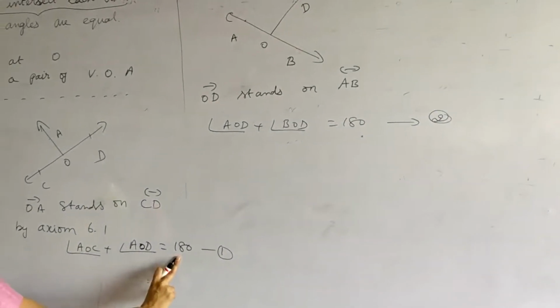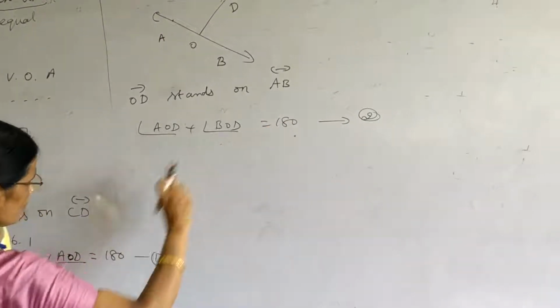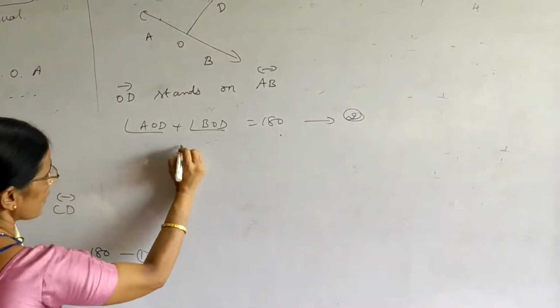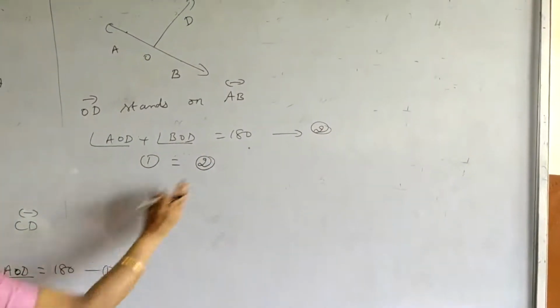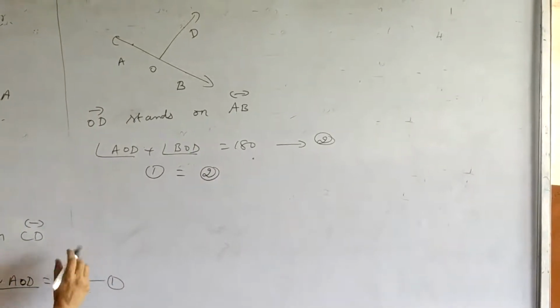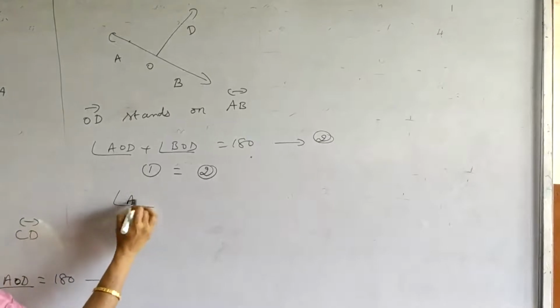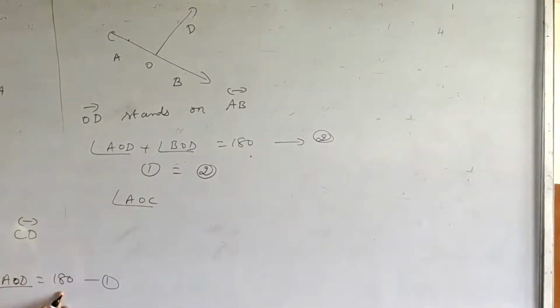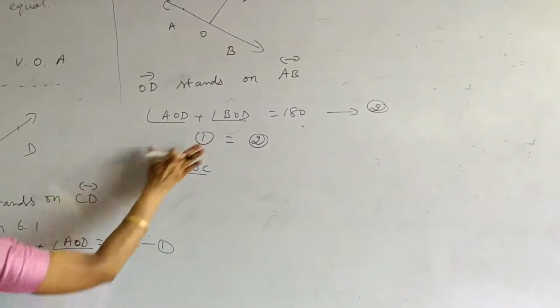Right hand side of this result is 180. Here also the right hand side is 180. So we can make equal these two results 1 and 2. Because one side is equal, so definitely the other side also should be equal. Therefore, which are the other side? AOC, this is equal on both the equations. So excluding this, we are going to equate this is equal to this.